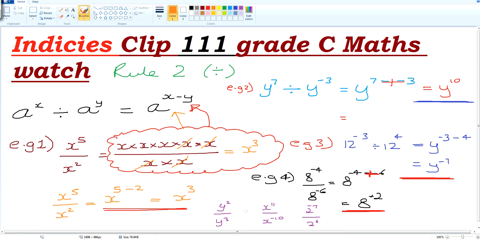So we have y to the 2 divided by y to the 3. We said the first power minus second. So 2 minus 3 will give us minus 1. When you have x both the same, when you're dividing, you minus the power. So you got 11 minus minus 10, which will give us x to the power of 21. Add them. So we have 2 that are both the same. So minus 7 minus the 6 will give us 2 to the power of minus 13. And that's the end of that.